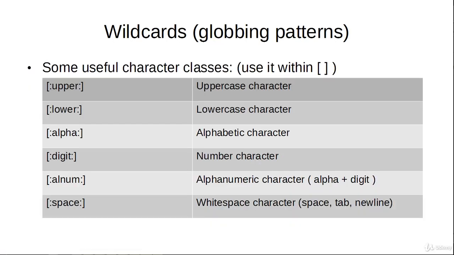We can also use some useful character classes. The most common are upper, which means any uppercase character. Then we have lower, which means any lowercase character. If we want to match any alphabetic character, we will use alpha. For numbers, we use the digit class. The alnum class basically means the alpha and digit classes together. And the space class means any white space character such as space, tab or new line.